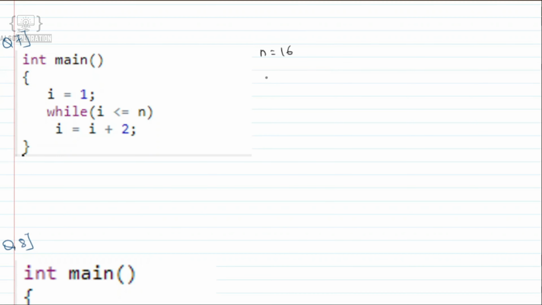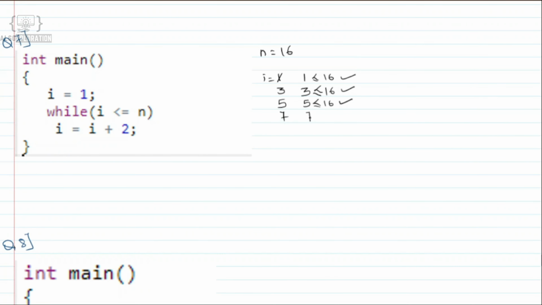Initially i is equal to 1. Now we check: is i less than or equal to 16? Yes, it is. So we increment i by 2, therefore i will be 3. Now is 3 less than or equal to 16? Yes, it is. Therefore we increment i by 2, so 5. Then we go inside the while loop and check: is 5 less than or equal to 16? Yes, it is. And similarly we will go in this way.